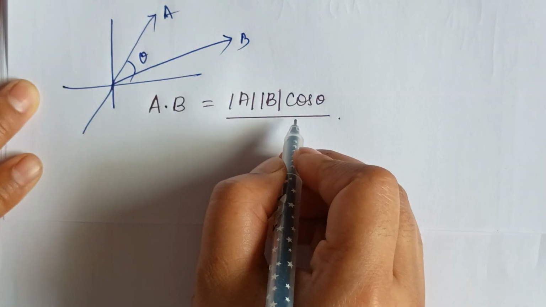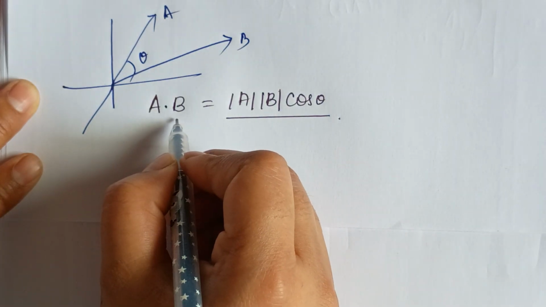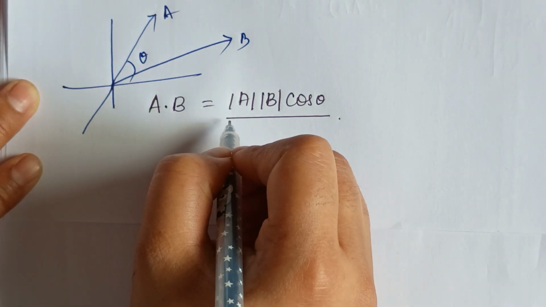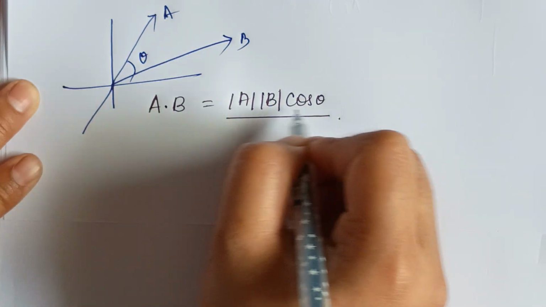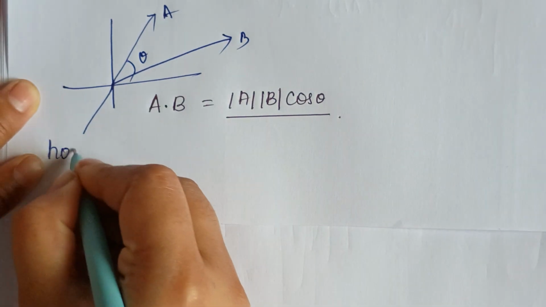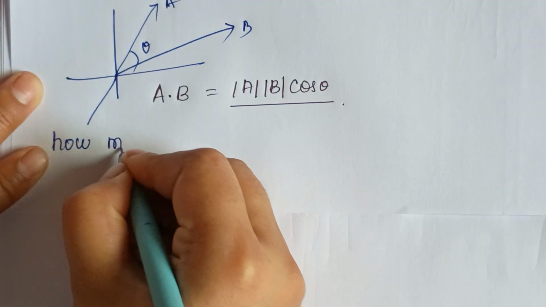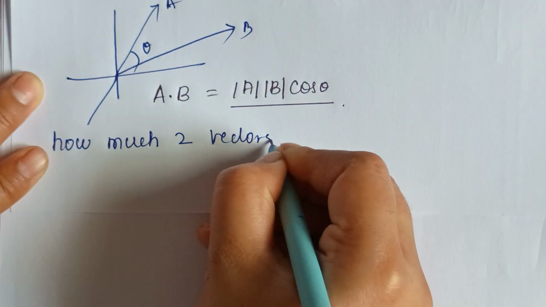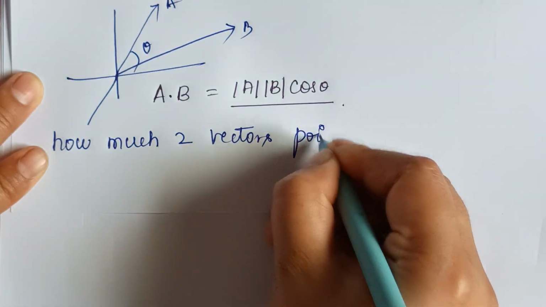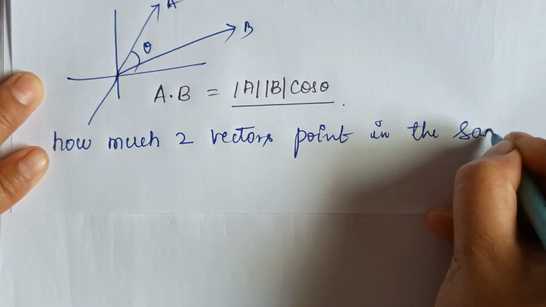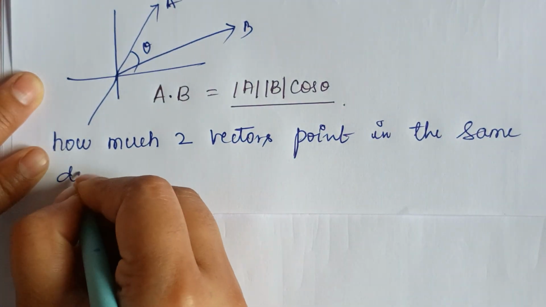So this means the dot product tells us how much two vectors point in the same direction.